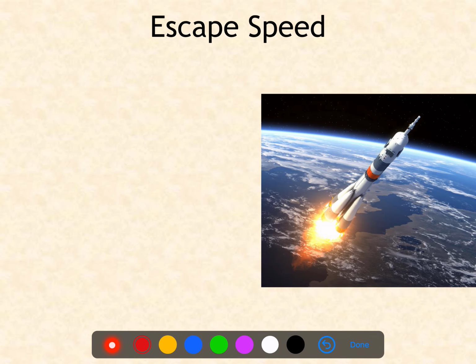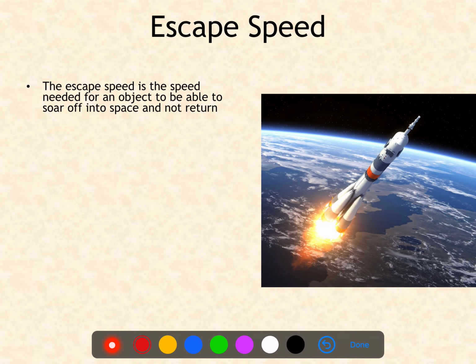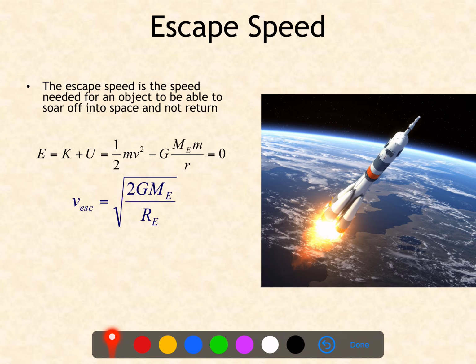Okay, finally, I want to end with an analysis of the escape speed here on Earth. In order for some object to go out into space and not really return, what we need is for the kinetic energy that you give it to at least equal the potential energy of the Earth, right? So if these two things are equal, then when I add them up, I get 0. If I solve for the velocity in that case, I get this expression. Notice that it is independent of the mass of the object, but it does depend on the mass of the Earth and the radius of the Earth.